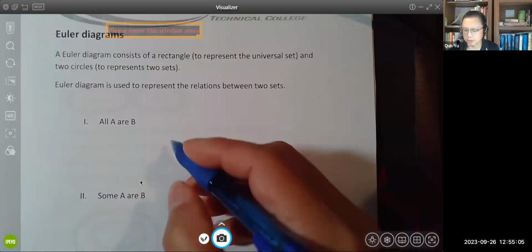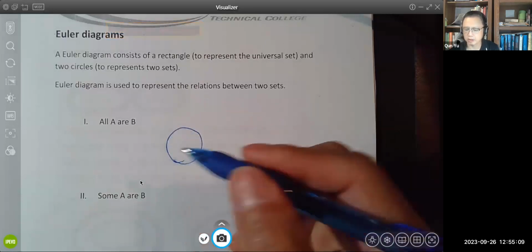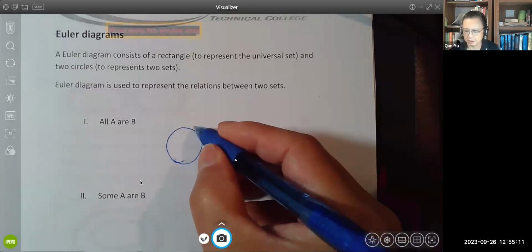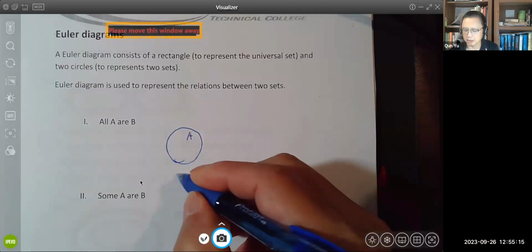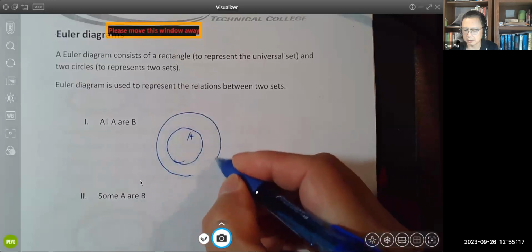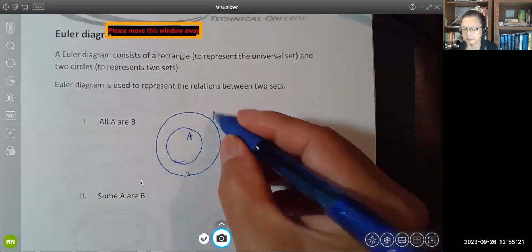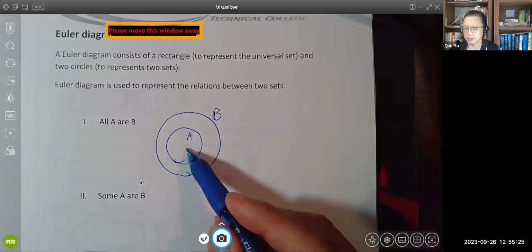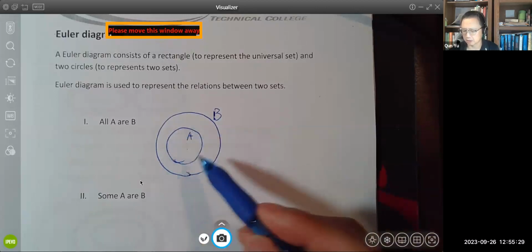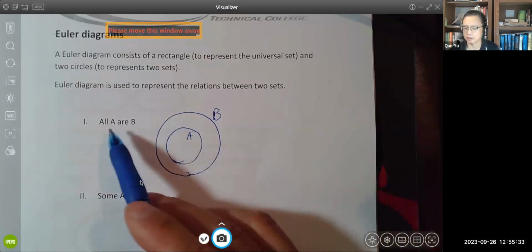So if I draw it, this is my circle A. You can also call it set A. Let me label that. And B will be outside, entirely including circle A inside it. So as a result, if you have an element in A, it will automatically be in B, right? Because the entire A circle is in B. So this is how we represent all A are B.